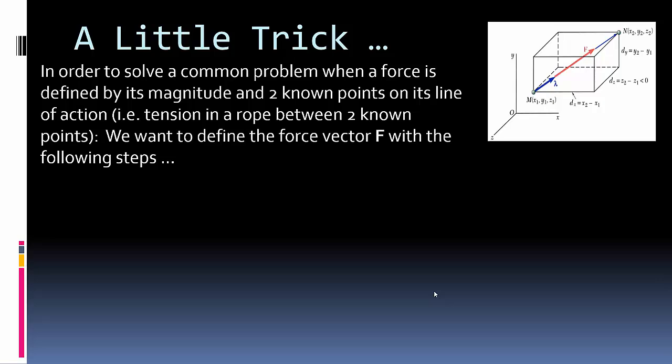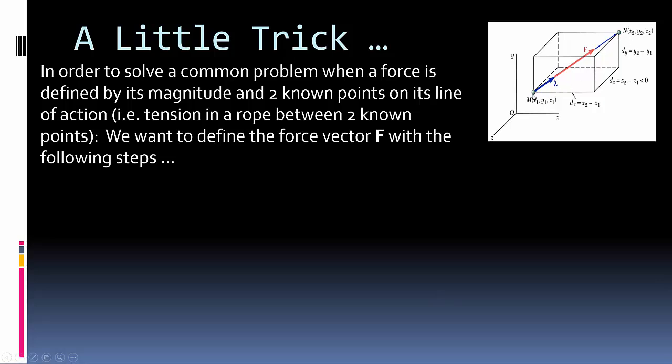We'll do this in class. This is one of those things that is very important that we understand how to do, in order to solve a common problem: when a force is defined by its magnitude and 2 known points along its line of action. An example of this is a rope. Picture a rope tied between, say, 2 points.